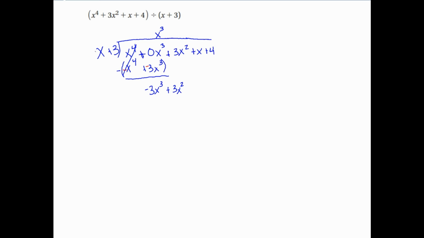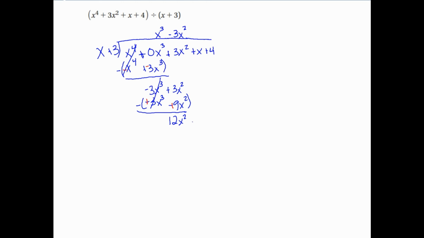and say it again. x times what gets me negative 3x cubed? Well, that would be negative 3x squared. So negative 3x squared times x gets me negative 3x cubed. And negative 3x squared times 3, that's going to get me negative 9x squared. Alright, parentheses and subtract. If you feel like it's monotonous and I'm getting tired of saying it, that's because it's the exact same thing. Alright, so then we flip our signs, plus, plus, and those are going to cancel out. And then 3x squared plus 9x squared, that's going to get me 12x squared.